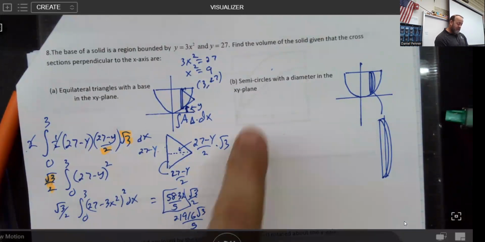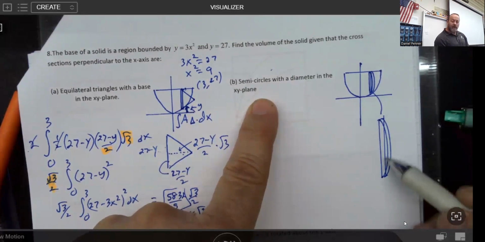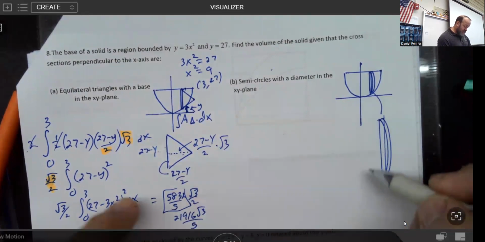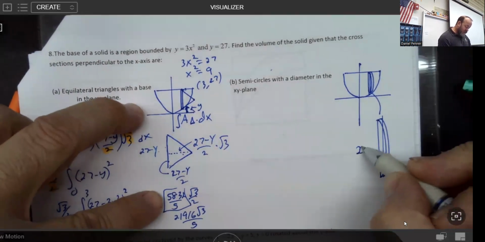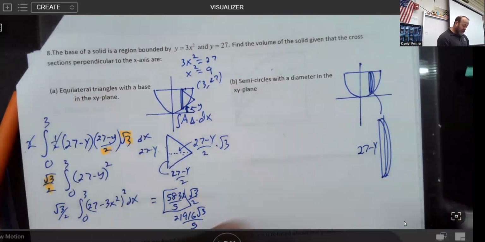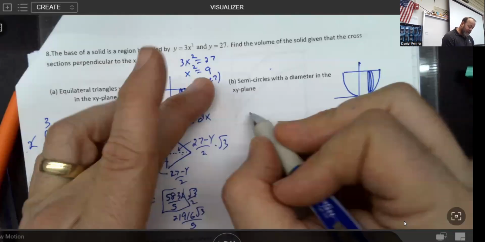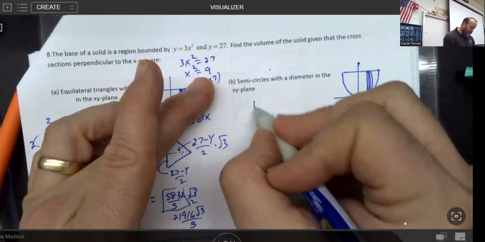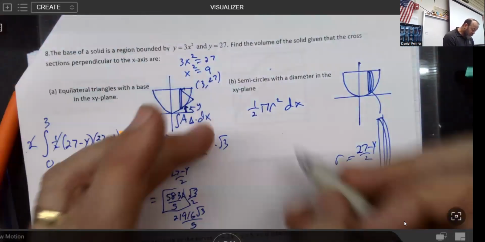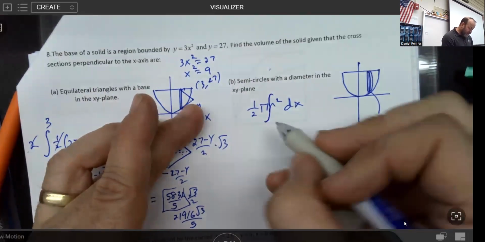So we're going to take these semicircles, and I used my ellipse maker, and I feel like this ellipse is a little too strong, so that from here to here is still 27 minus y. But that 27 take away y from here to here is my diameter. So keep in mind, if I divide that by 2, I'm looking at my radius. So remember the area of that semicircle is 1/2 pi r squared times a dx. So let's go ahead and do that. My radius, of course, is 27 minus y over 2.